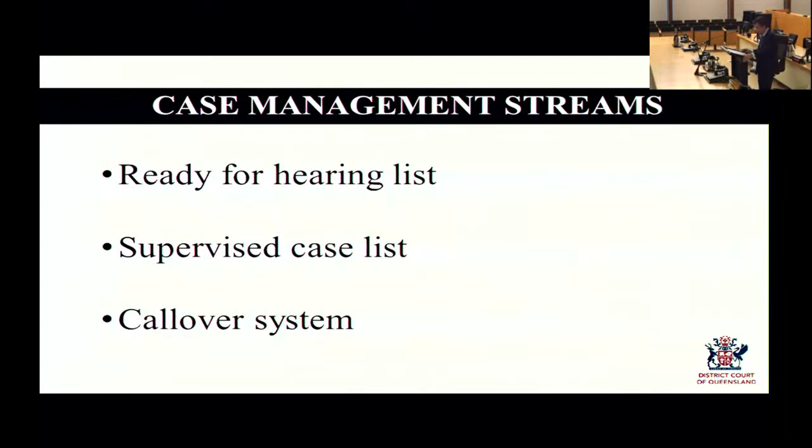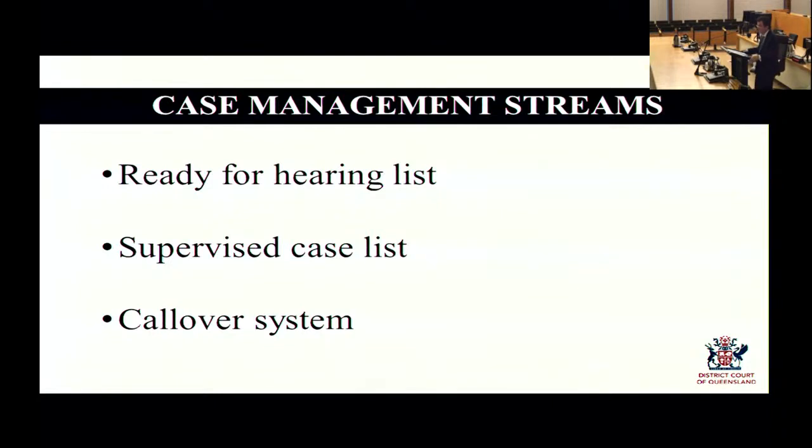That practice direction provides that a proceeding will be managed and listed for hearing in one of 3 streams: the ready for hearing list, supervised case list, and the call over system. The ready for hearing list is a new friend. A proceeding will be eligible for that list where it involves a hearing less than 5 days, and it will be ready for hearing within 12 months from the date of filing. Now, assuming the listing judge is satisfied it is appropriate to do so, a proceeding will be allocated to this list on what is called the first return date.